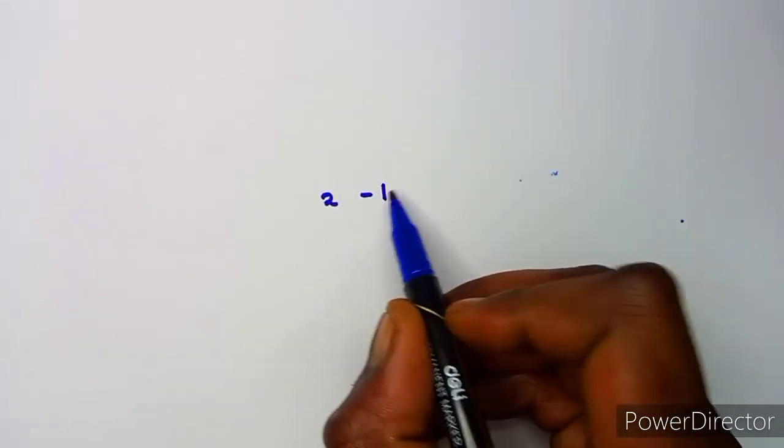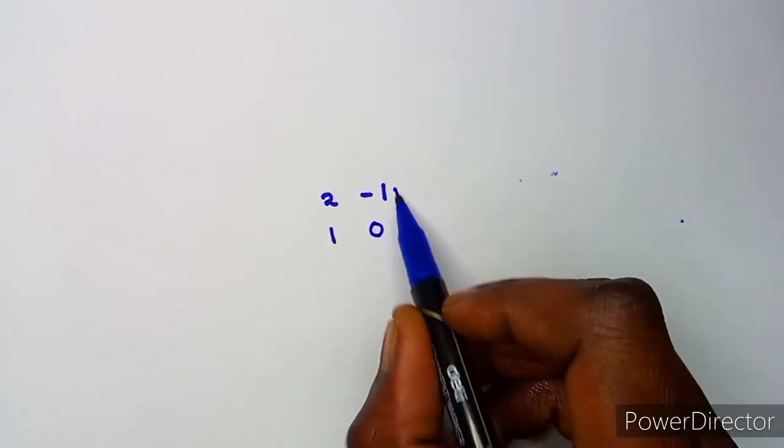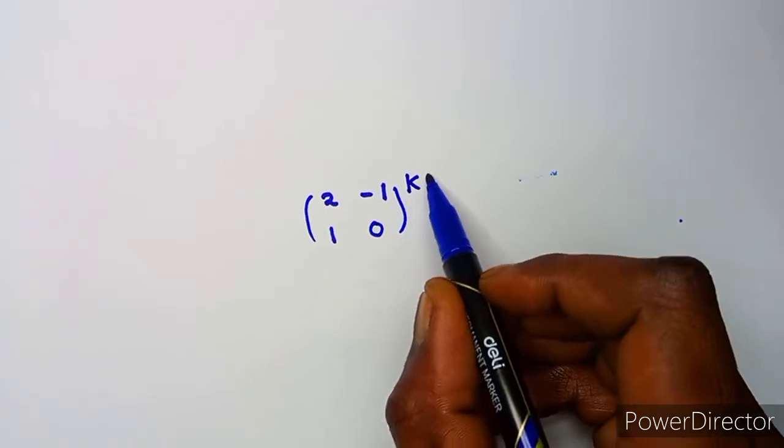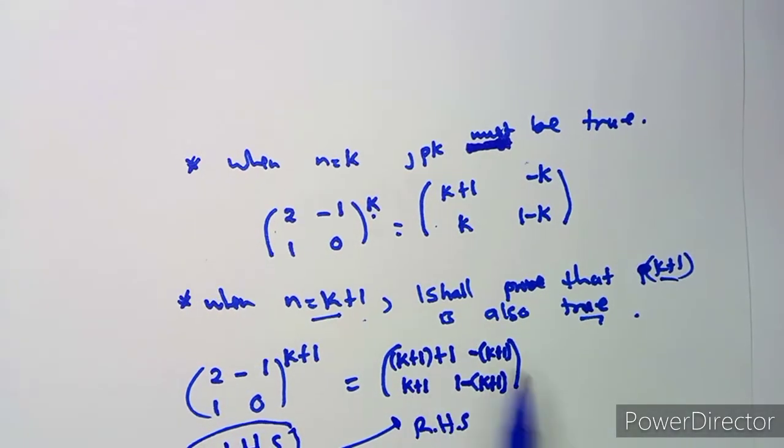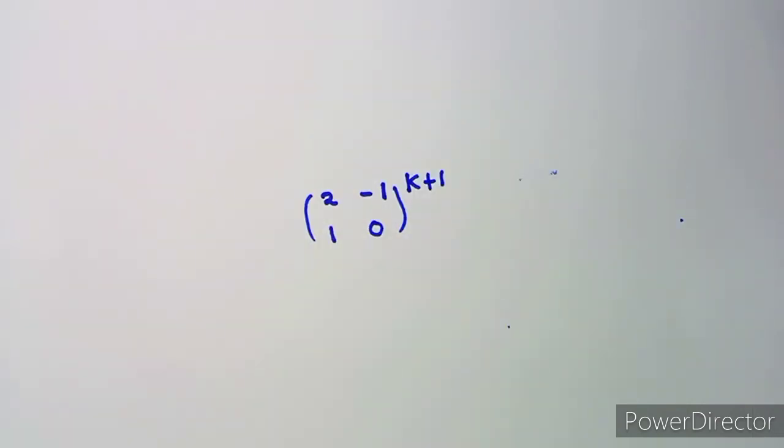Okay, so 2, minus 1, 1, 0 here, to the exponent of k plus 1. We are saying if we are to simplify this, it must give us this matrix. How is that possible? How is it possible? That is the question now.